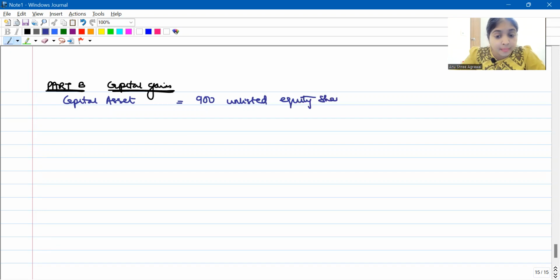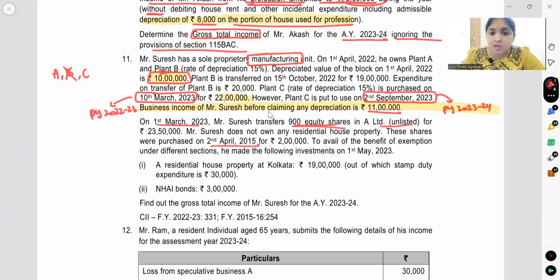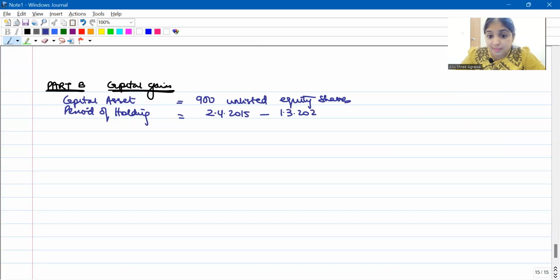The first step. Your second step should be the period of holding. When did you acquire these shares? You acquired these shares on 2nd April 2015, and when did you sell away these shares? On 1st of March 2023. This period is definitely more than 12, 24, 36. What is the relevant period for unlisted shares? 24 months. This is definitely more than 24 months. Therefore, what kind of an asset is it? This is clearly a long-term capital asset.